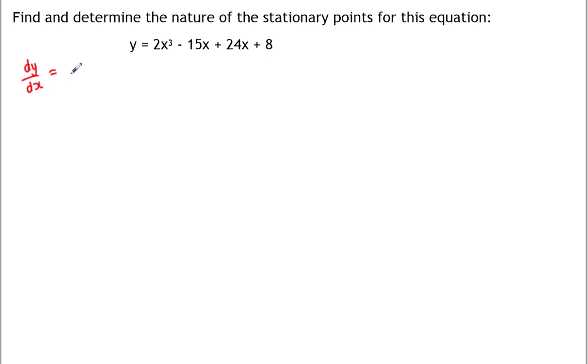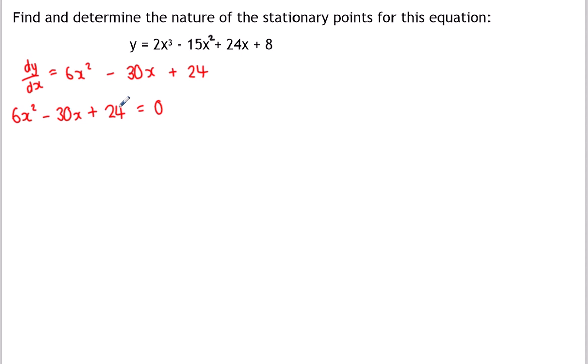So dy by dx is 6x squared. I should have had a squared on, by the way, sorry there. Minus, so that's going to change that to minus 30x plus 24, and the 8 disappears off the end. And now I've got to put that equal to 0. So 6x squared minus 30x plus 24 equals 0. Now you could factorise with those numbers, but those numbers are massive.